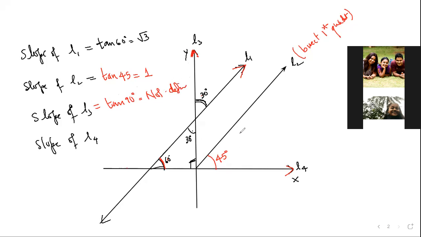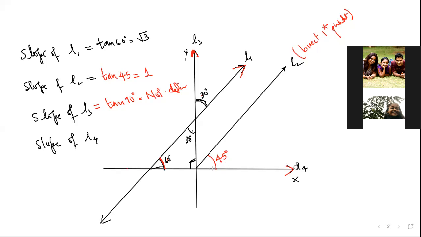For example, I am sitting on top of an electric pole and asking what is the slantness of this electric pole. Imagine you have seen electric poles, no? Sitting on top and asking what is the slope of this electric pole. What will you say? Not defined.